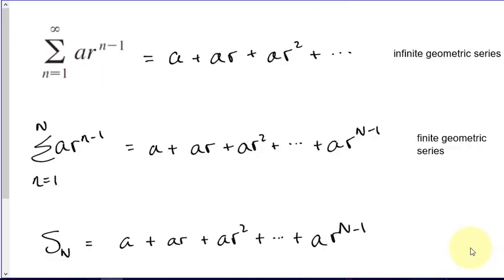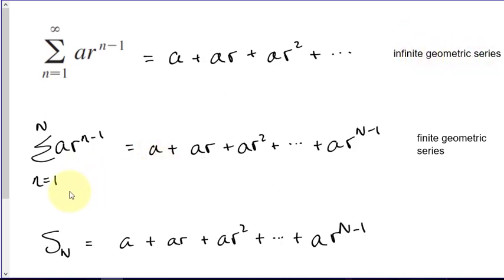Okay, so let's orient ourselves here with the idea of an infinite geometric series to begin with, a pretty familiar topic in a Calc 2 class. Infinite geometric series can be written in this form where A is the initial term, R is the common ratio, and if we are adding terms continually forever, we call that an infinite geometric series.